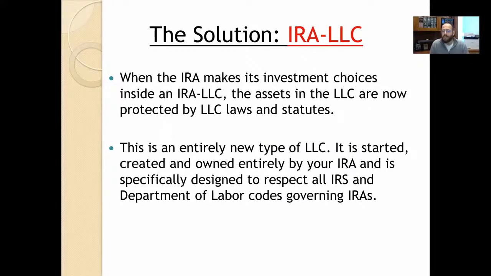This is an entirely new type of LLC. I get this all the time. Hey, Brad, I got this LLC I made on LegalZoom. I was planning on putting a rental property in it, just never quite found it, and now I'm ready. I have this LLC. Can I use it?